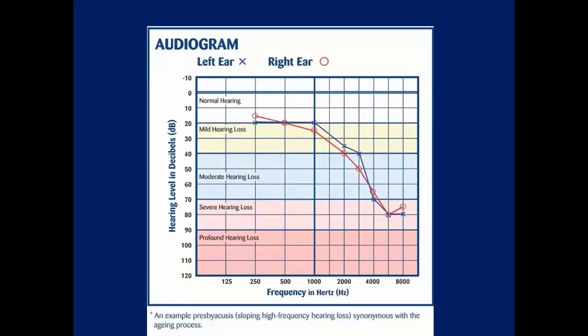So this audiogram shows presbyacusis. The lower frequencies are better at around 20 decibel. As the frequencies move, you can see the hearing is going down.